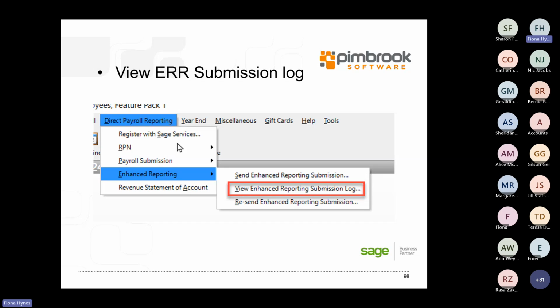We believe an Advanced Report Writer, an ARW report, will also be made available to print out the ERR data. Pimbrook will be issuing a how-to article and maybe a little video in the coming week or so. So watch out for this on our website.